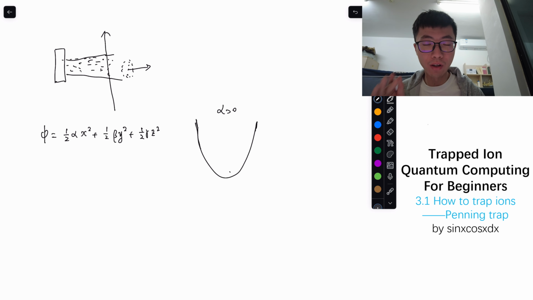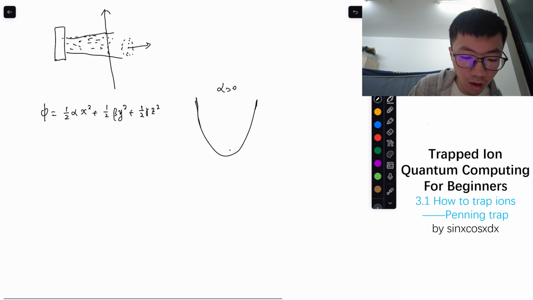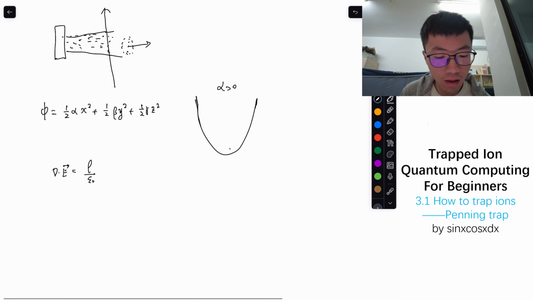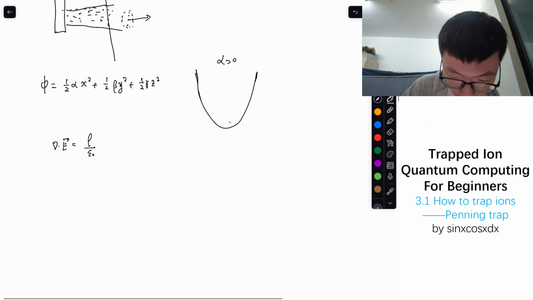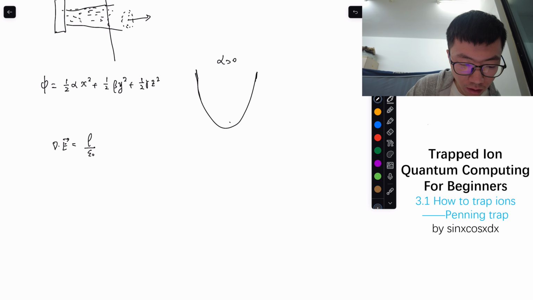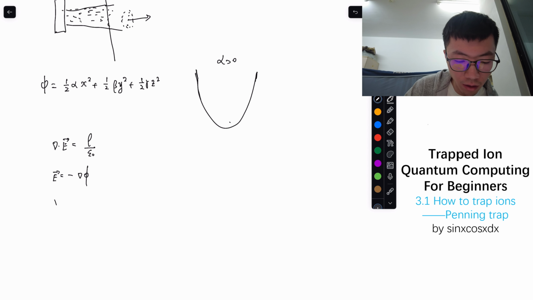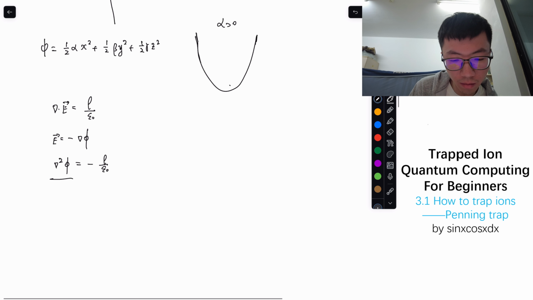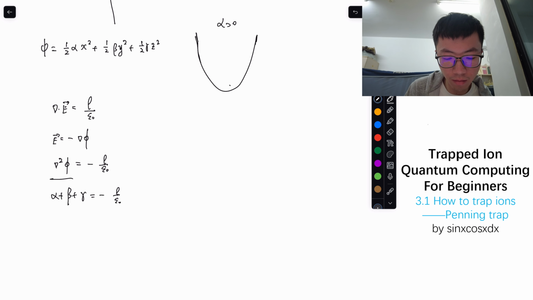But actually it has a very severe problem. As we all know, according to the Maxwell equation, the divergence of the electric field equals the volume charge density divided by epsilon 0, right? And the electric field equals minus gradient phi. So the Laplace operator of phi equals minus rho divided by epsilon 0. And what is this term? It's just alpha plus beta plus gamma, right? That's this term.